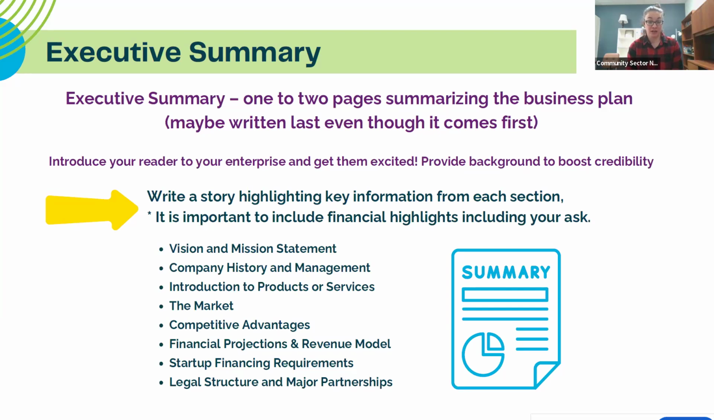You want to get your reader introduced to the enterprise, get them excited about the work that you're doing, and provide enough background that you demonstrate your credibility. You're really writing a story where you're taking pieces of each of the sections and weaving it together into 1 to 2 pages, so that when someone finishes the executive summary, they have a clear understanding of all of the things that are included in the business plan. And then when they start to go through the business plan, they're going to be digging into the details that are important to them for whatever information they need about what you're asking for.